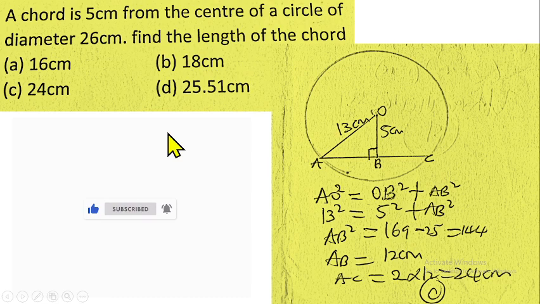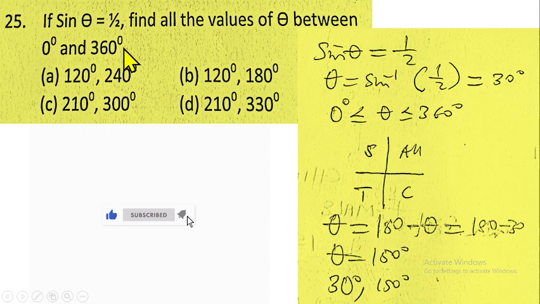Question number 25 is also on trigonometric ratio. We have to find the value of theta between 0 degrees and 360 degrees when sine theta is equal to half. What can we do in this case? We can find the value of theta first by finding the sine inverse of 1 over 2, and that should give us 30 degrees.